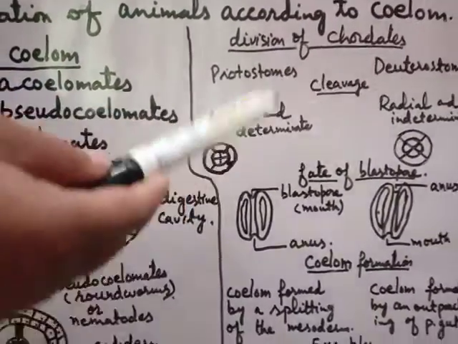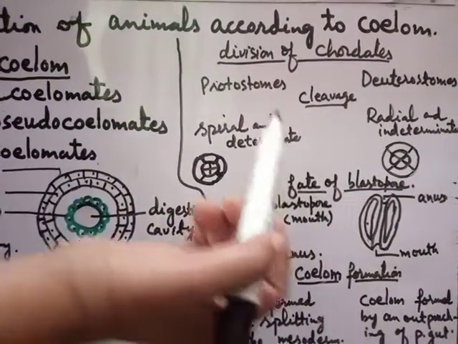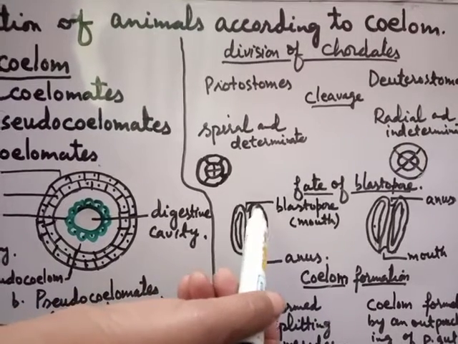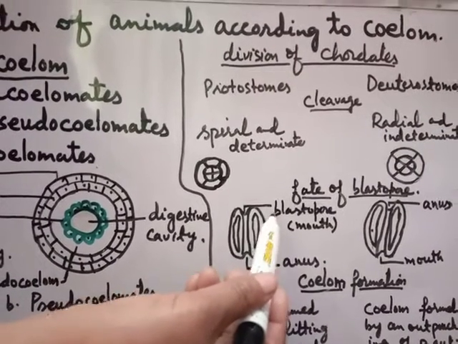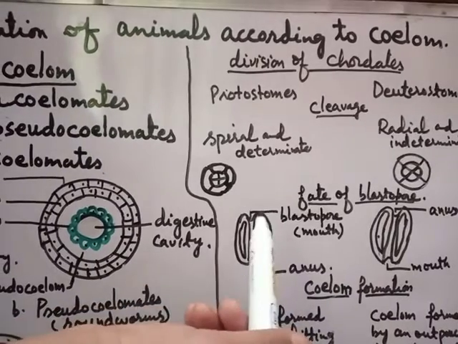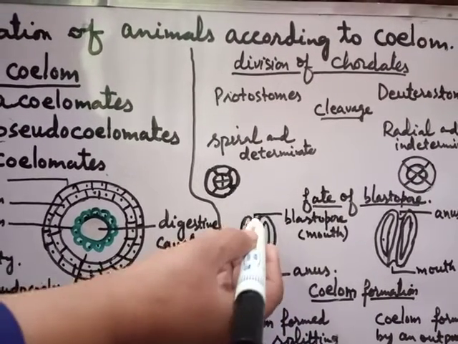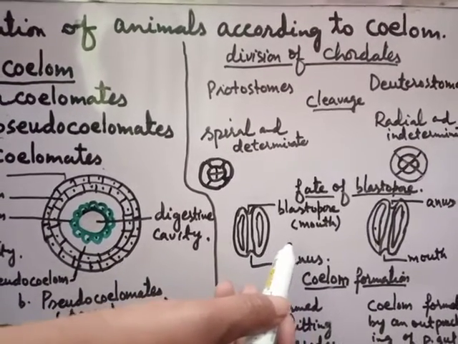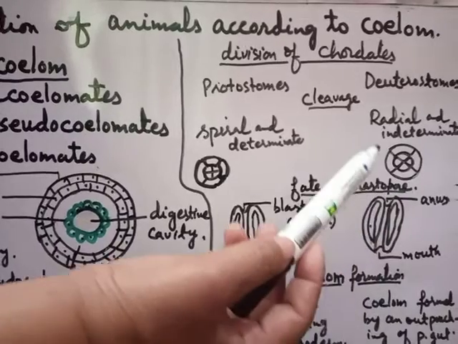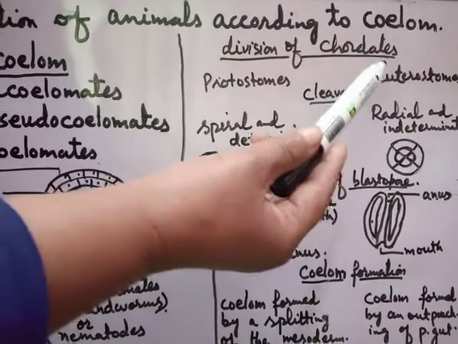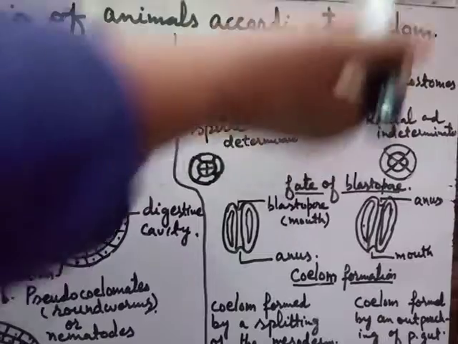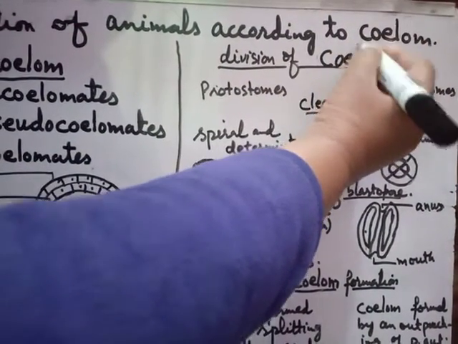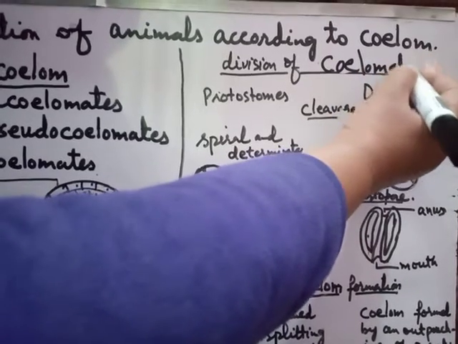And in most of the animals, like in mollusks, arthropods, annelids, etc., this blastopore forms the mouth, while opposite to it the anus is formed. Okay, and while in the other case, sorry students, this is not division of chordates, but actually this is division of coelomates. Coelomates are divided into two categories.